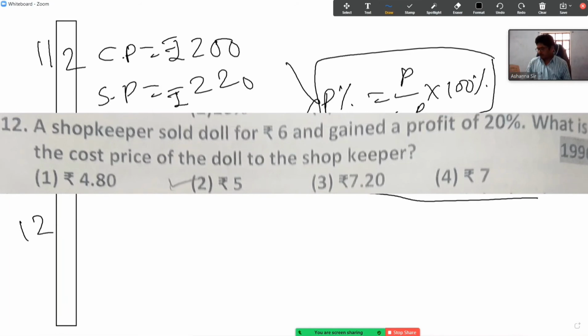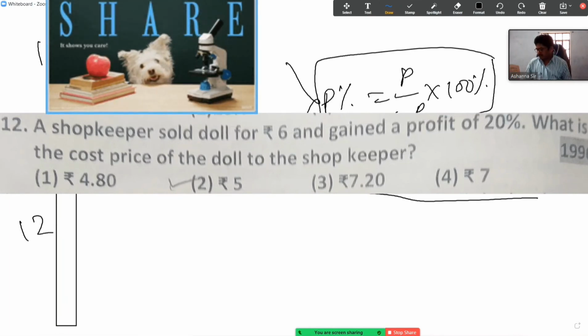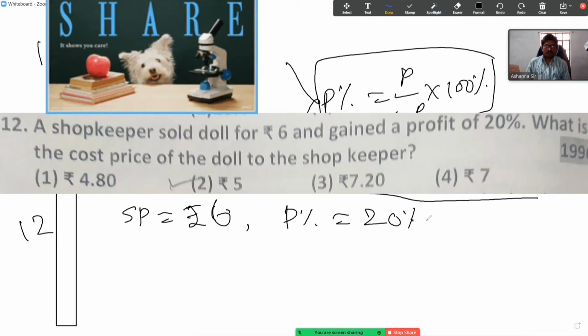Next, 12th one. A shopkeeper sold dolls for 6 rupees and gained a profit of 20%. What is the cost price of the doll to the shopkeeper? So selling price is given, 6 rupees, and profit percent is also given, 20%. Here we have to find the cost price.